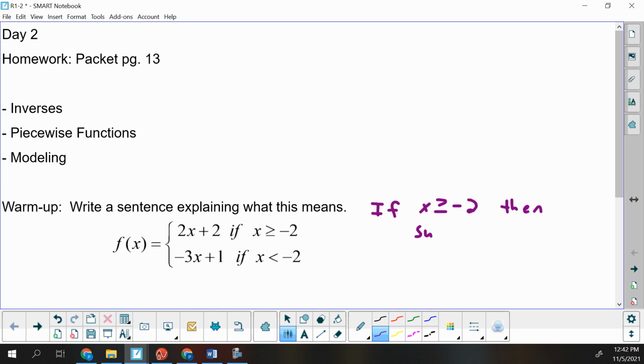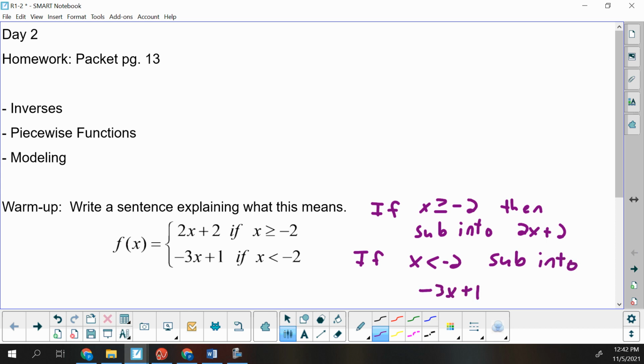then we're going to sub into 2x plus 2. But if x is less than -2, we're going to sub into -3x plus 1. So it's different equations depending on our values of x.